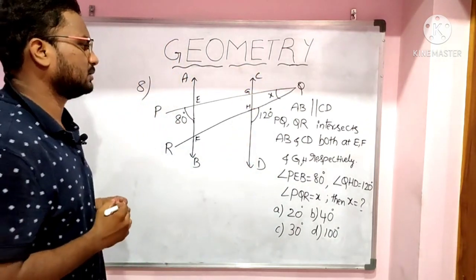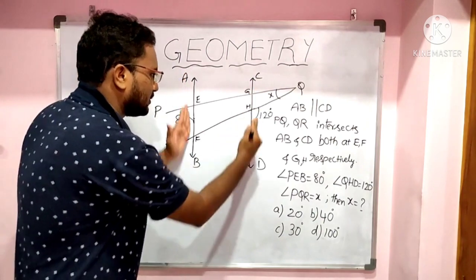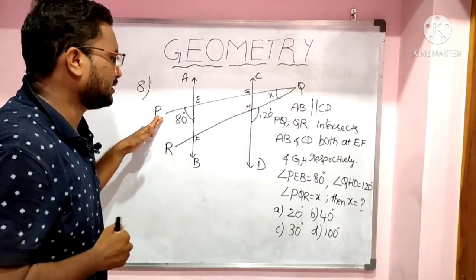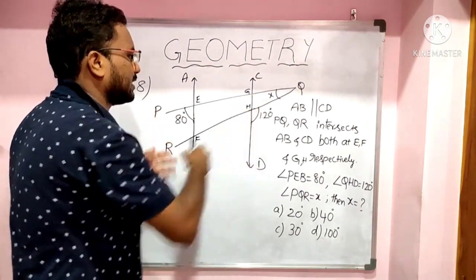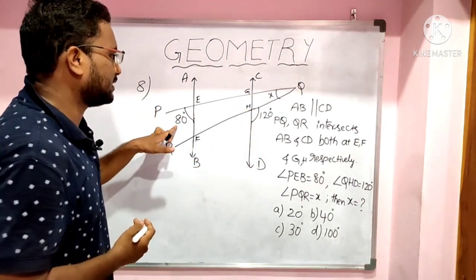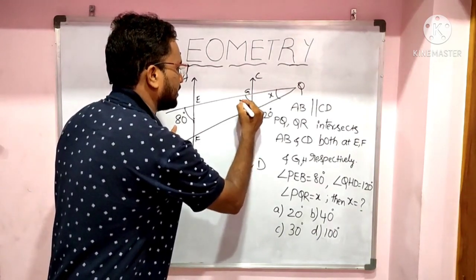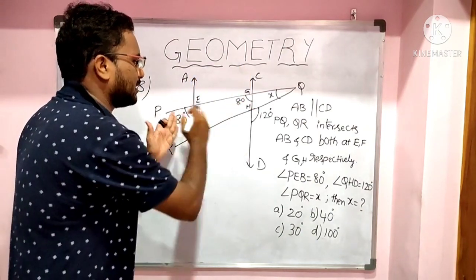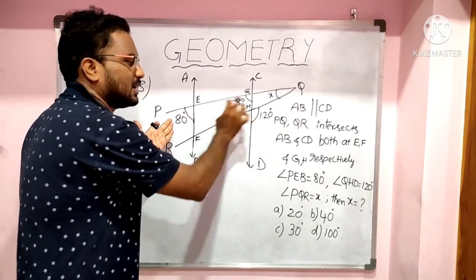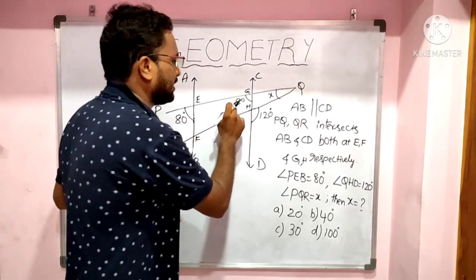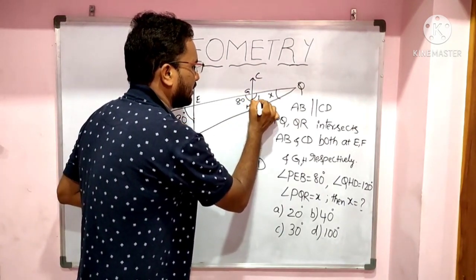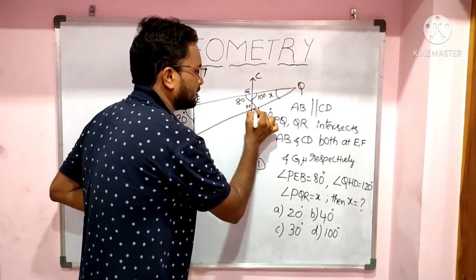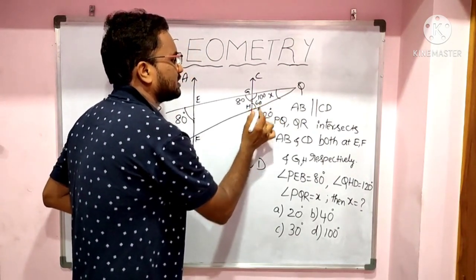These two lines are parallel and this is the transversal line. If this is 80, then this should be equal to 80, because these two are corresponding angles. If this is 80, then this will be 100. And if this is 120, this should be equal to 60, because these are straight angles.